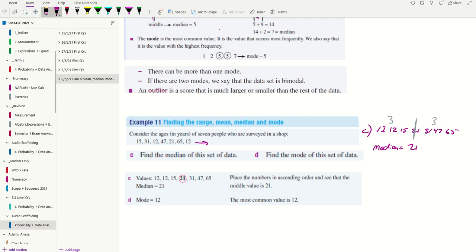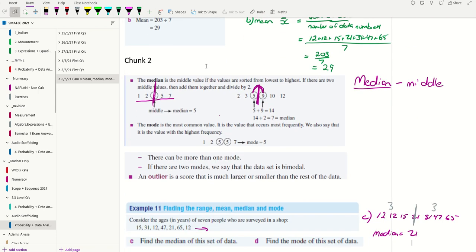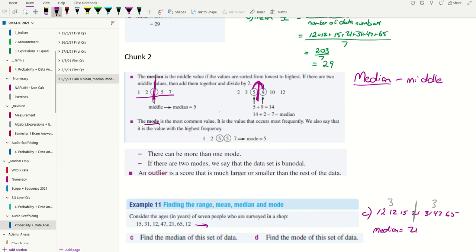Okay, and then looking at our next one, we're looking for the mode. So the mode's the most common value. We say something's in mode, it's popular. So the mode's the most popular, the number that occurs the most frequently. So again, if we're looking at this list here, we have 2 5s, so our mode is just 5.